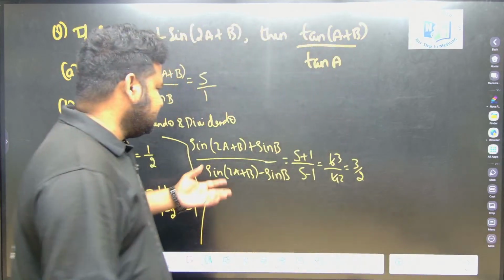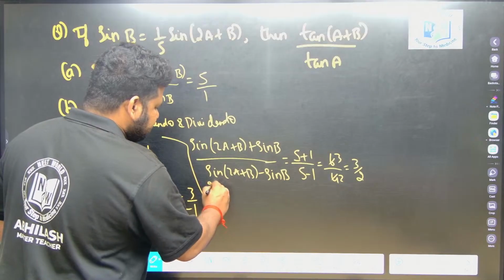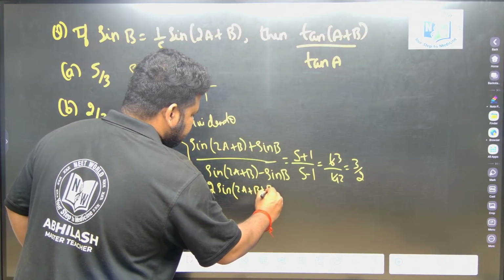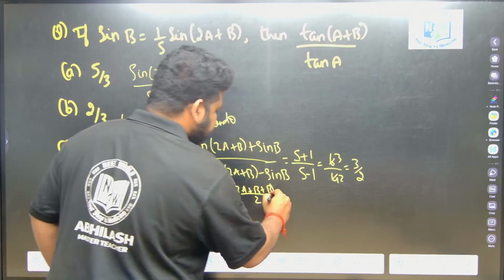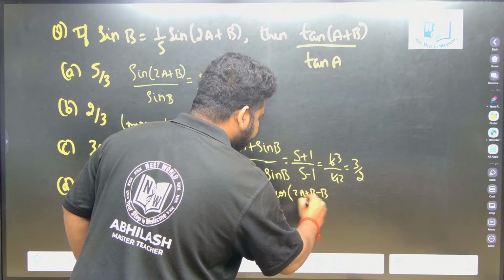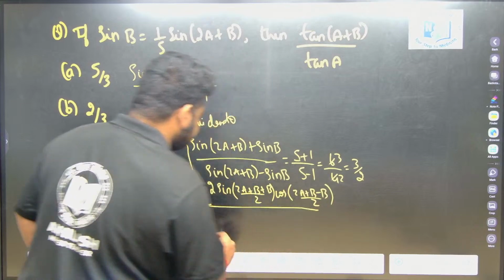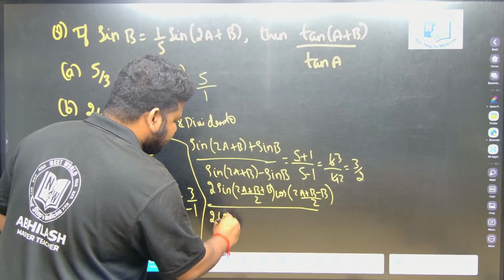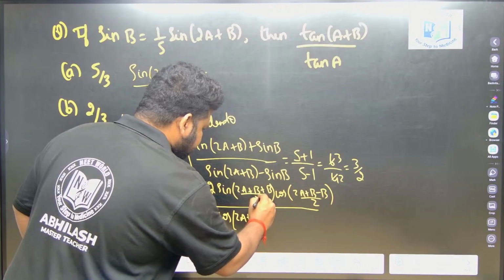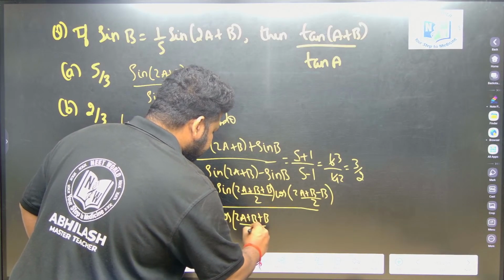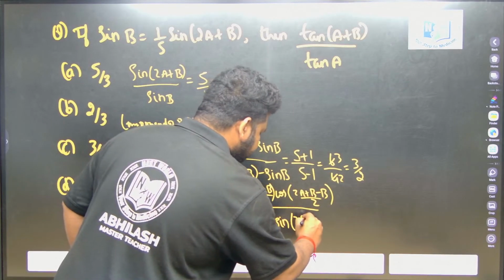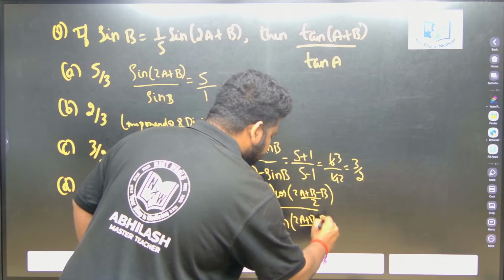By applying that result here, sin c plus sin d is 2 sin of (2a plus b plus b) divided by 2, into cos of (2a plus b minus b) divided by 2. Sin c minus sin d, for minus, plus cos will come: 2 cos of (2a plus b plus b) divided by 2, into sin of (2a plus b minus b) divided by 2.